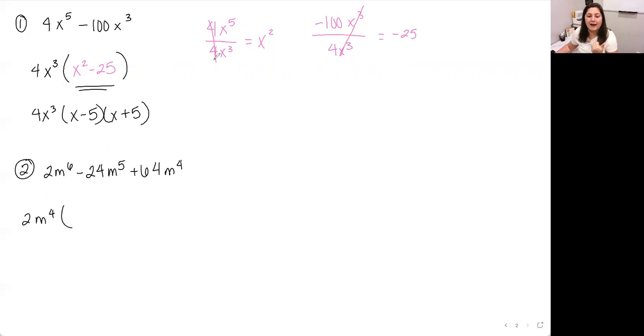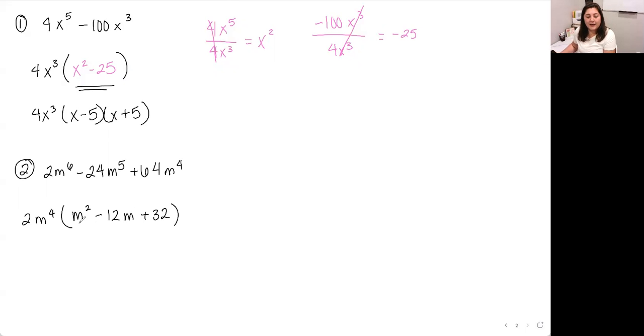Okay, so I don't need to always do this kind of math right here. I can simply do that math in my head. So what is 2 divided by 2? That's 1, and m to the 6th divided by m to the 4th is m squared. Negative 24 divided by 2 is negative 12, and then m to the 5th divided by m to the 4th is just plain old m. Then we have 64 divided by 2, which is 32, and the m's are left as is.